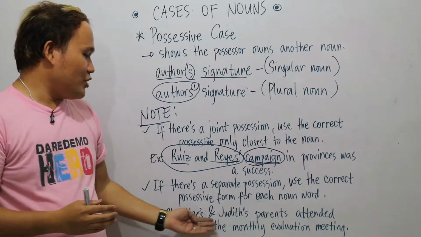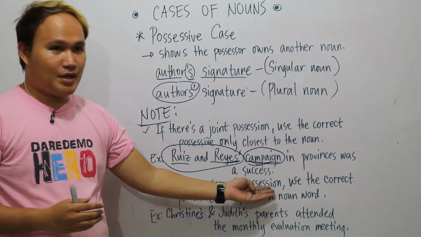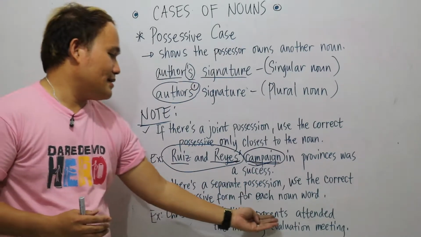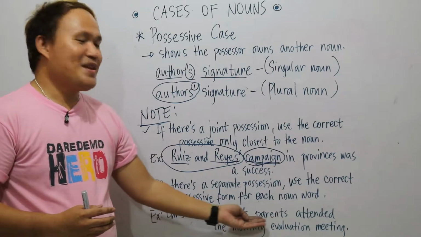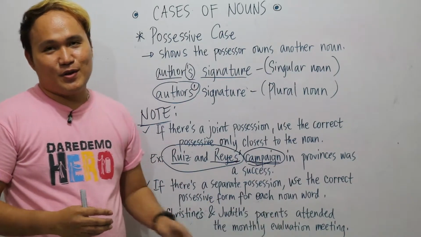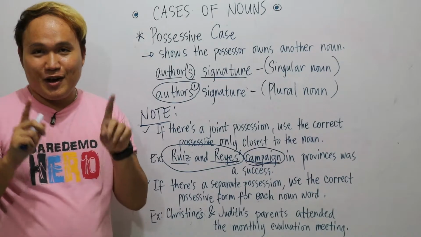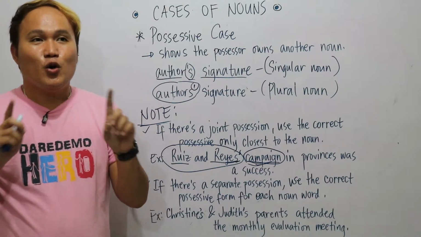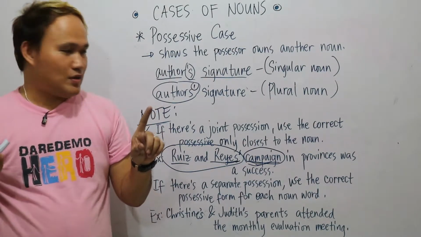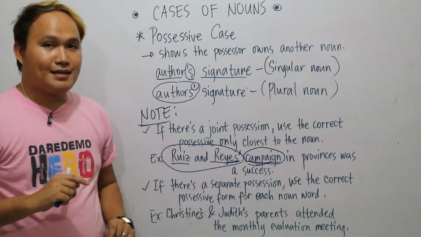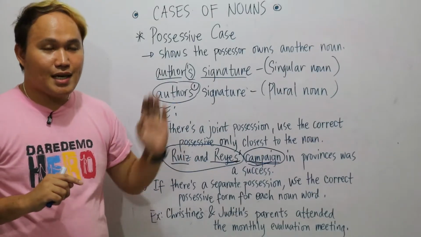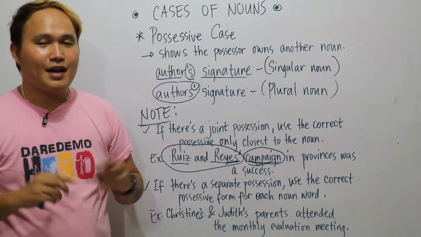Since it shows separate possession, because Christine has different parents and Judith has different parents, they are not siblings. They are two different persons with two different possessions, separate possessions rather. That's why we put apostrophe S at the end of each noun. There you have it.